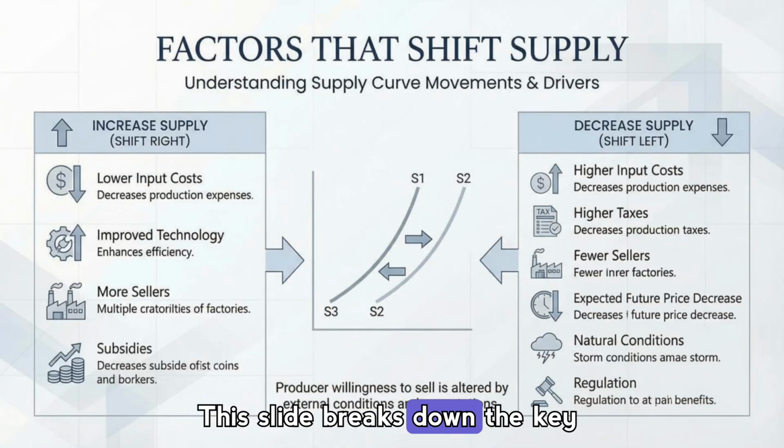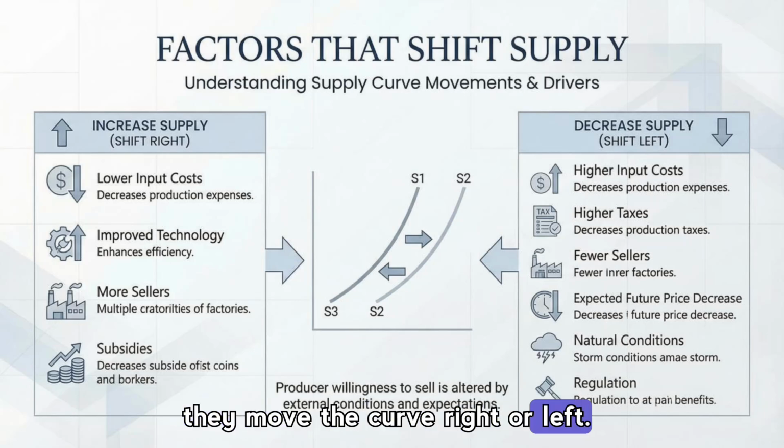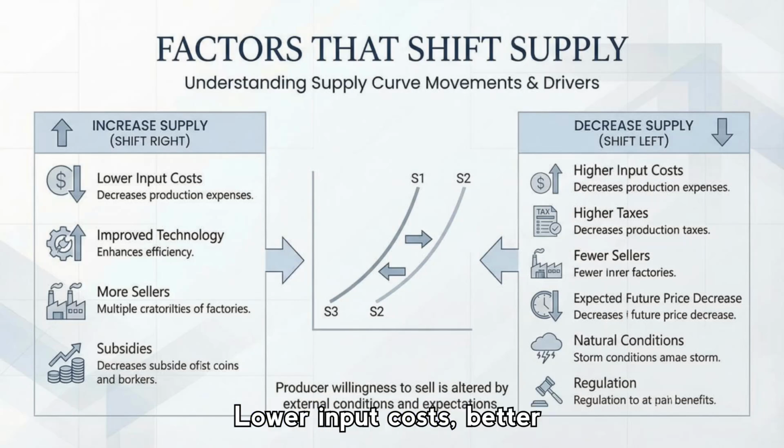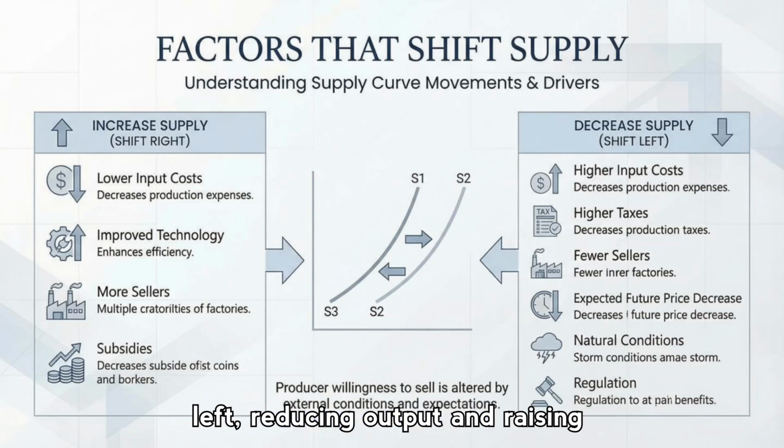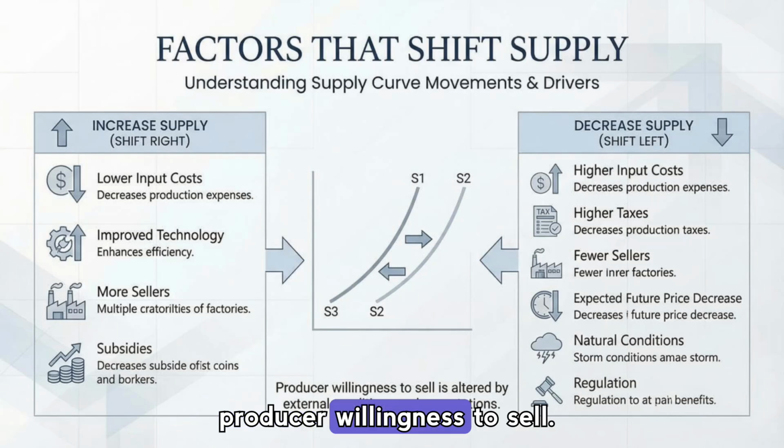This slide breaks down the key factors that shift supply and how they move the curve right or left. Lower input costs, better technology, more sellers and subsidies push supply right, increasing output at each price, while higher input costs, taxes, fewer sellers, bad natural conditions, or restrictive regulation push supply left, reducing output and raising equilibrium prices. The central idea is that external conditions alter producer willingness to sell.